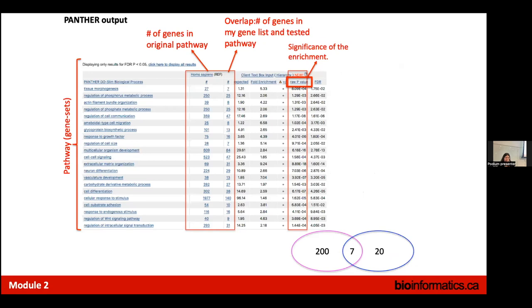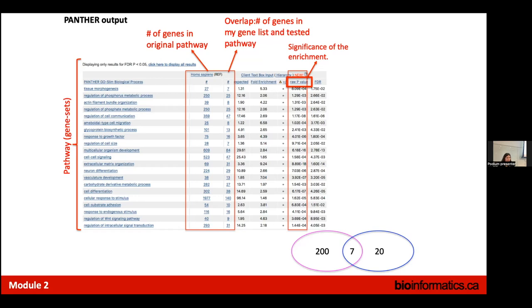Okay, so let's try another one. I hope that now you can recognize the elements. Panther is another tool. We have the list of the pathways, the origin of the database, I think it's the GO Slim from Panther. And then we have a measure of the overlap, which is this column, the overlap between your pathway and your gene list, and then the original size of the pathway. Then we have the p-value, but most importantly, we have the FDR column, and this is the column that we are going to use to select our enriched pathways.